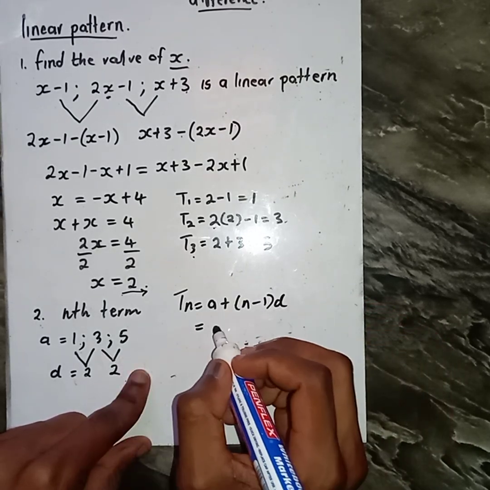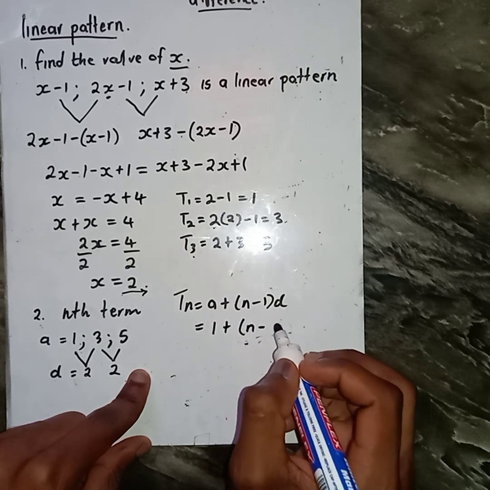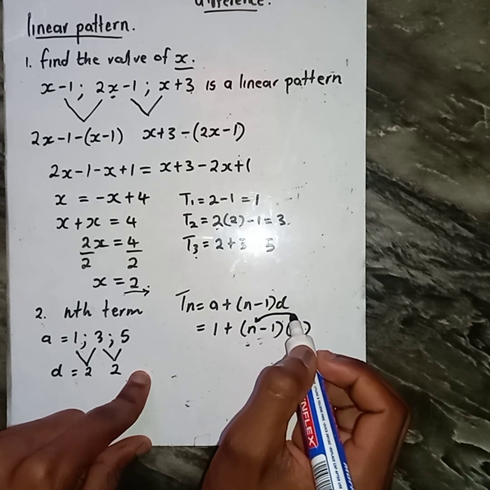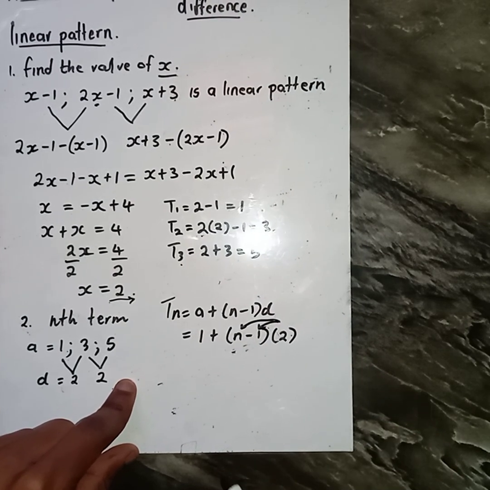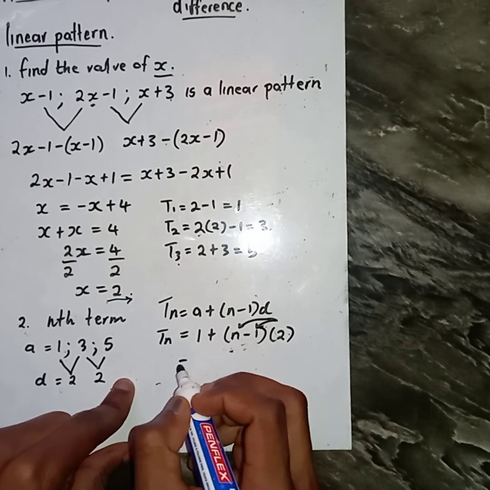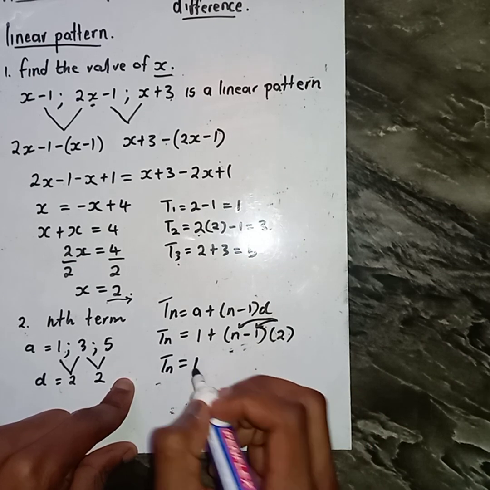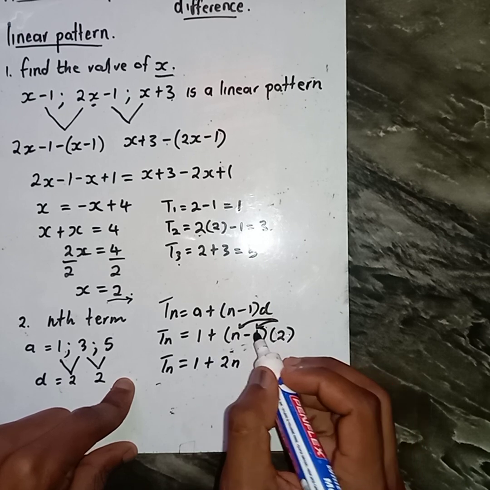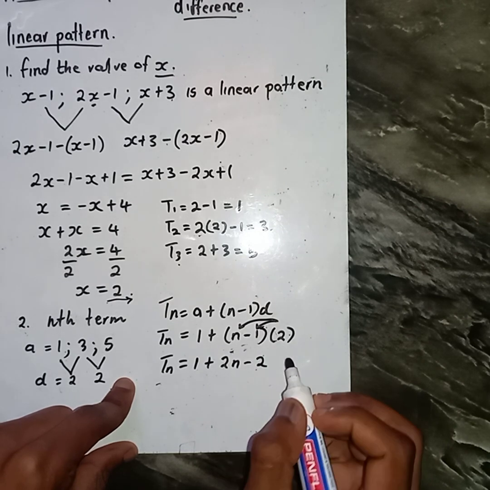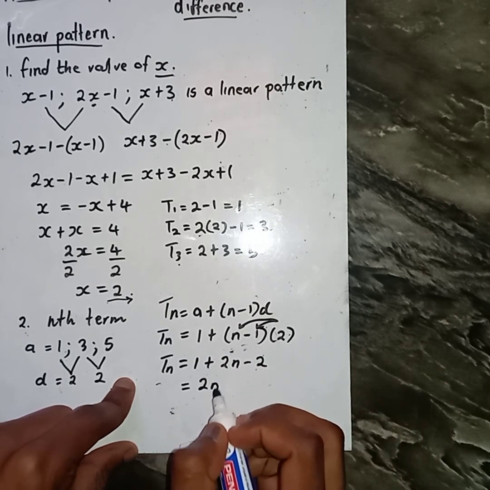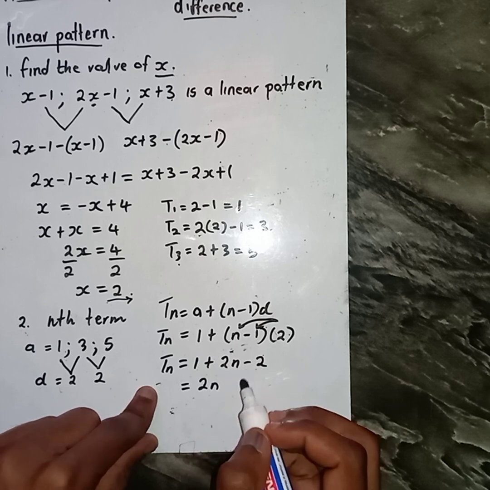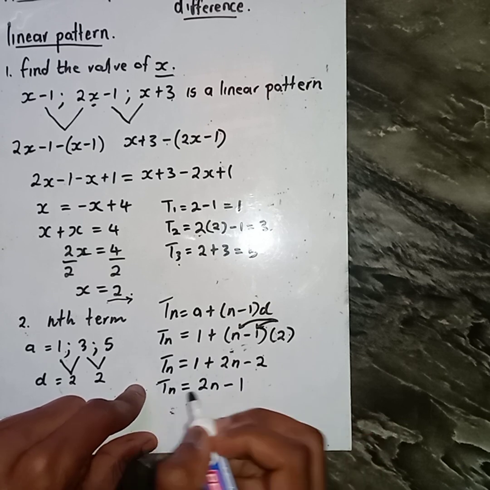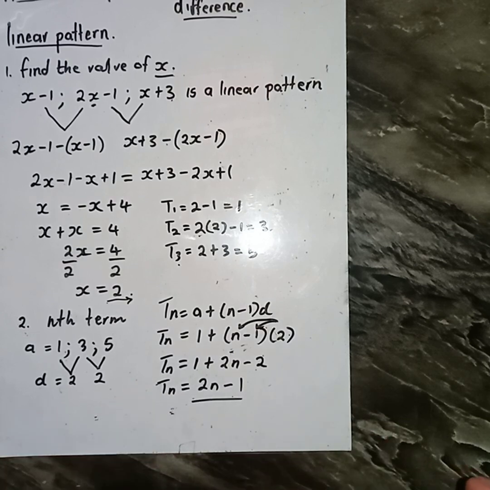Where you see A, you plug in 1. Where you see D, you plug in 2. Then let us simplify everything. From here, you can say 2 multiplied by n, we get 2n. 2 multiplied by negative 1, we get minus 2. Then finally, this is what we are going to get: 1 minus 2, we get minus 1, so our nth term is 2n minus 1.